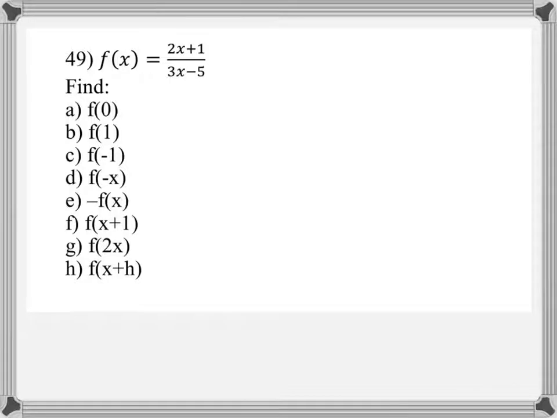f of x equals 2x plus 1 over 3x minus 5. So this is getting used to function notation and evaluating a function for certain values of x. First, we're looking for f of 0. Everywhere x is in the original function, we're substituting in 0. So 2 times 0 plus 1 over 3 times 0 minus 5, which equals 1 over negative 5, or negative 1/5.